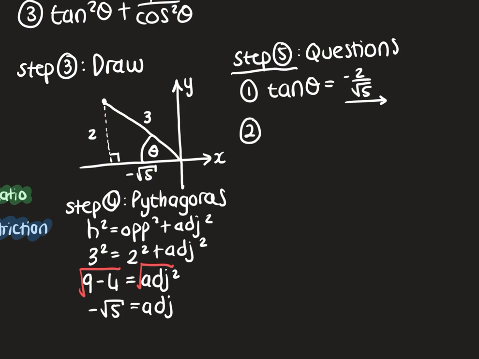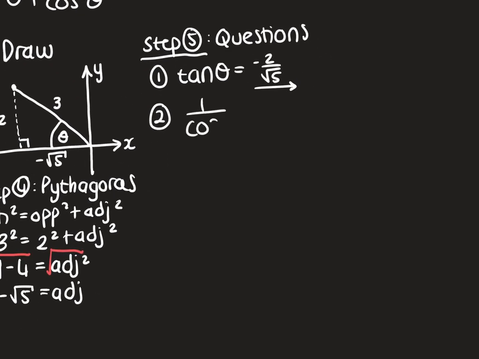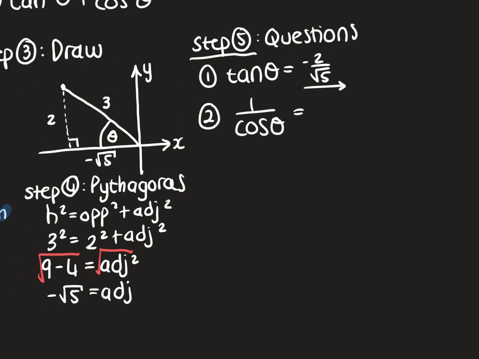Okay, we're looking at question 2, 1 over cos theta. So we're going to look at our drawing. 1 over cos. Cos is adjacent over hypotenuse. So we're going to say 1 over minus root 5 over 3. A little bit of fraction work here, guys. When we're dividing a fraction by a fraction, we can invert and flip the fraction. And that's going to become minus 3 over root 5. That's the divide, flip, times technique.